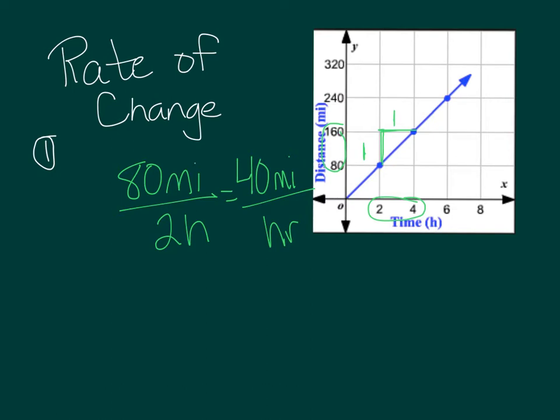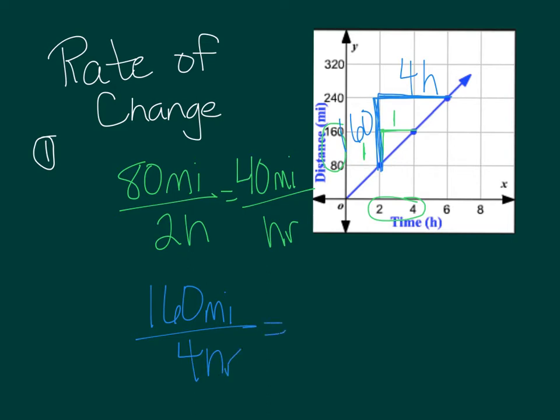Now, a couple things you can remember is it really doesn't matter what 2 points you pick. I can pick these 2 points. They're farther away, but it still has a rate of change. So in this case, it goes up 2 units, which is 160 miles, and then from 2 to 4, our run is 4 hours. So 160 miles in 4 hours, and if I reduce that, I get 40 miles per hour. So it's the same no matter what points you use.